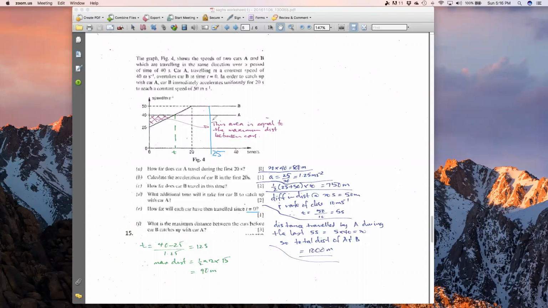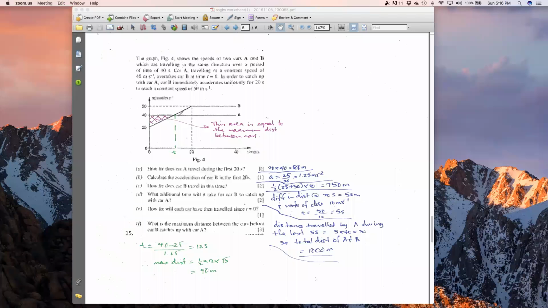I did the easy part, which is I just worked out the distance traveled by A, and it worked out to be 1,000 meters. B would have also traveled, obviously, 1,000 meters. The last part, the other part that was really fun to work out, is what is the maximum distance between them? And, let's clear the drawing. The maximum distance between them is in fact the area of this triangle here, I submit.